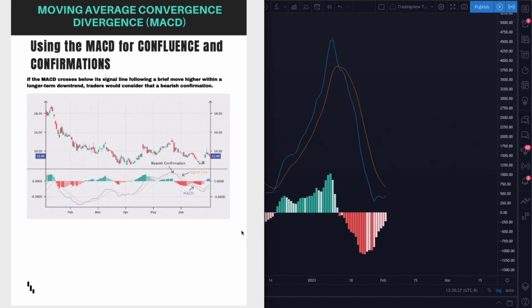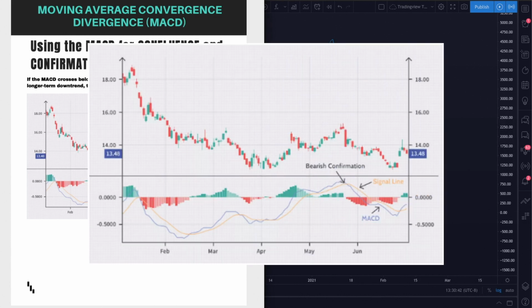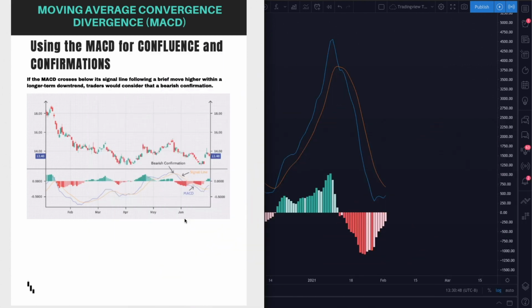We're basically going to try to find confluence for other ideas, and we're going to use things like divergences, bullish and bearish crosses, and depth of the histogram to add confluence to other ideas. Now, if the MACD crosses below its signal line following a brief move higher within a longer term downtrend, traders would consider this a bearish confirmation. Okay, so quite the opposite of the bullish confirmation.